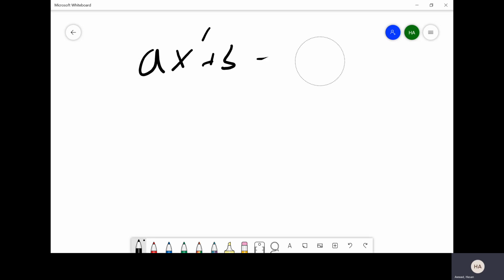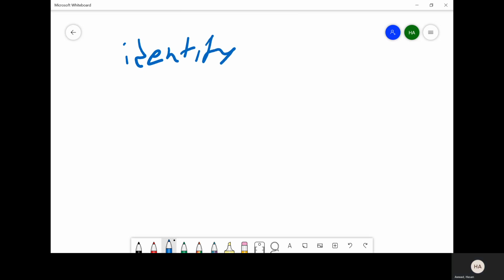Okay, so there are 3 types of linear equations, and I'll write them all out. The first type is called an identity. An identity is an equation where all real numbers will be solutions. So if we have an equation and you can plug in any number for x and it won't impact the equation, then this would be an identity.